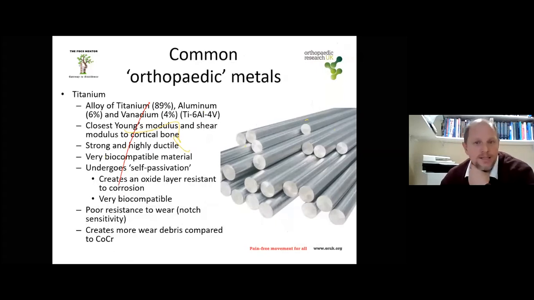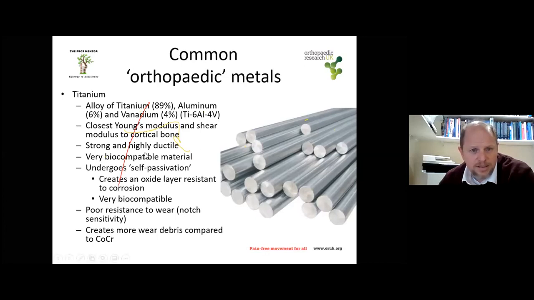So the other metal I wanted to mention was titanium. We use titanium a lot. If you can remember that it's mainly made out of titanium, but it's actually a titanium alloy, and it has some aluminium and some vanadium in it as well. And there are a couple of really good things to remember about titanium. One is that its Young's modulus, that measure of stiffness, is the most similar to cortical bone of any of the metals that we've mentioned.